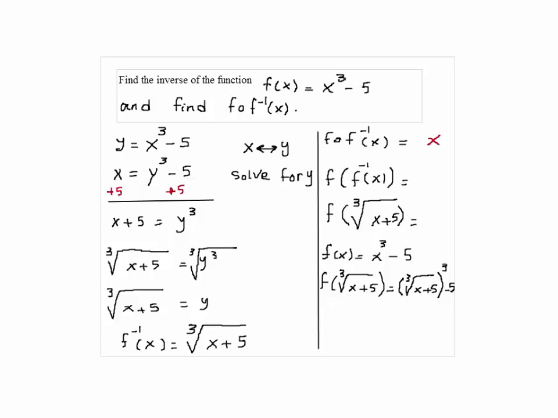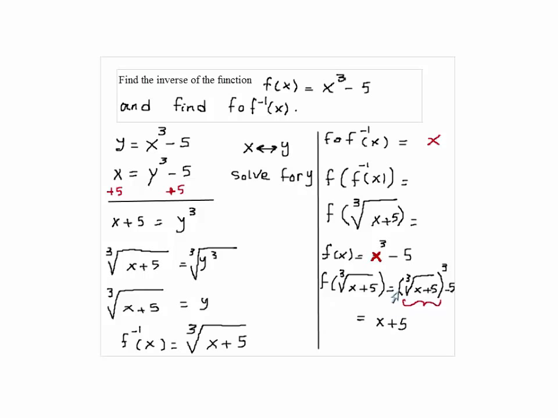Let me make sure we can follow this. In this case, again, everywhere I see x, I'm going to substitute this expression here. So if I evaluate this, this would be equal to x plus 5. Then I raise the cube root of x plus 5 to the power of 3. This would be equal to the power of 1, right?